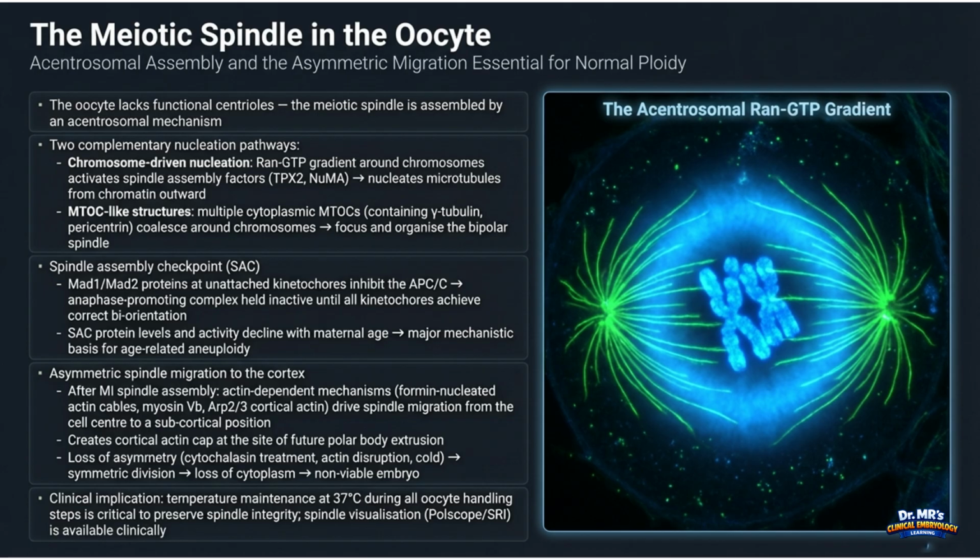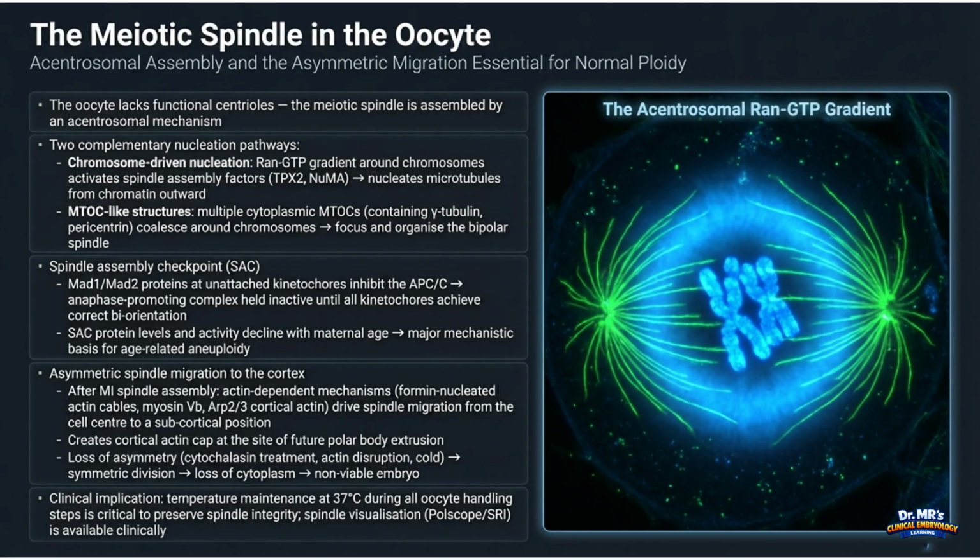And yet, despite lacking a centrosome, it still has to assemble a massive bipolar meiotic spindle capable of segregating chromosomes with enough precision to create a healthy human being. So, how does it build the M2 spindle without a centrosome? It is one of the most perilous mechanisms in biology. It uses two complementary pathways that operate simultaneously, and both are incredibly precarious.